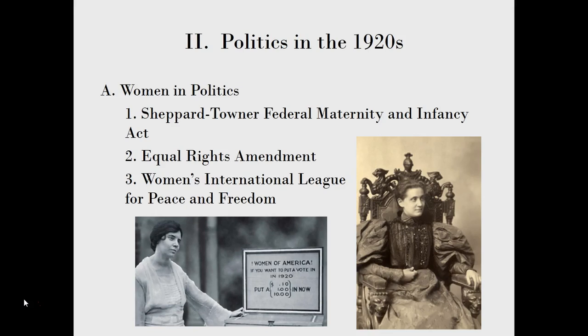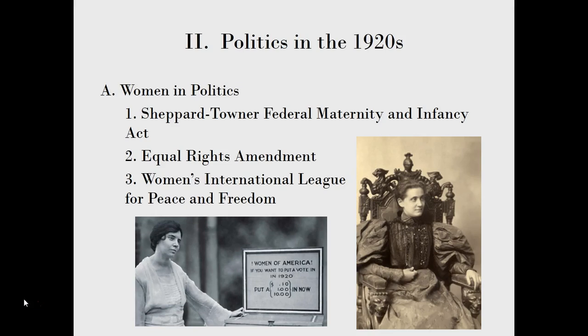Let's see. Shepard-Towner Federal Maternity and Infancy Act. So progressive women hoped voting rights would lead to the passage of important legislation in the 1920s. This act provides federal money for medical clinics, prenatal education, and visiting nurses. So this is the first time Congress gave money directly to states to administer social welfare. Critics claimed it would create socialized medicine, and it ends in the late 1920s. So people have this really big fear of socialism. Even today, people are like, oh, socialist medicine, terrible, terrible thing. I don't know if it's more fear of the unknown or if it's fear that it will take over democracy. But either way.